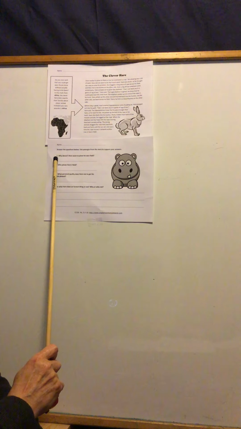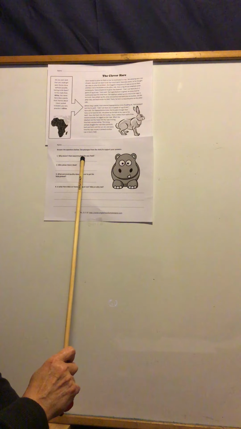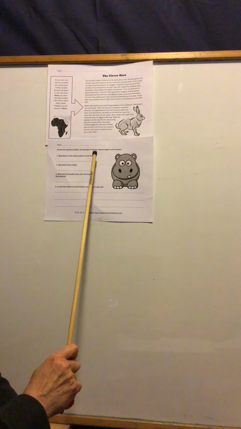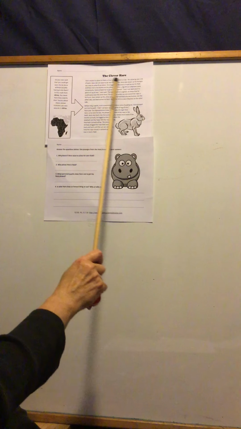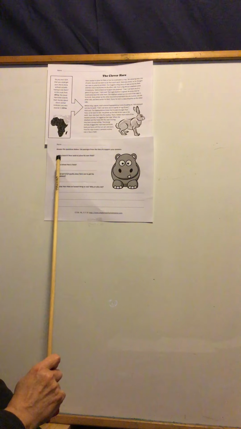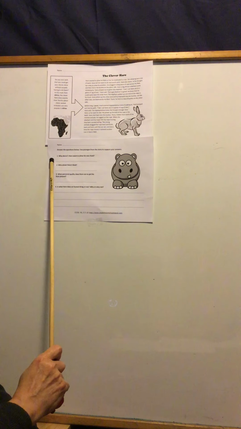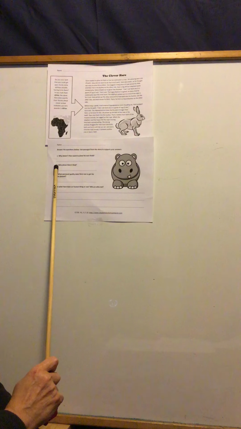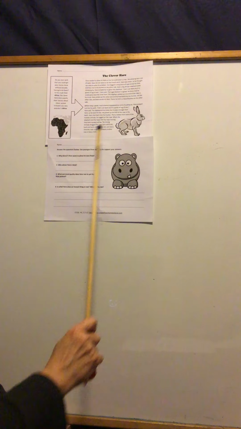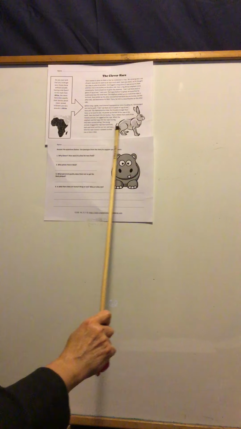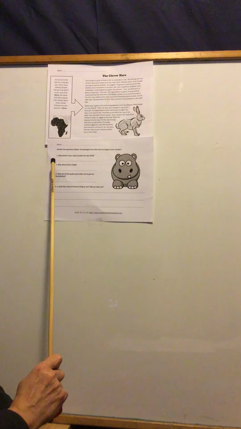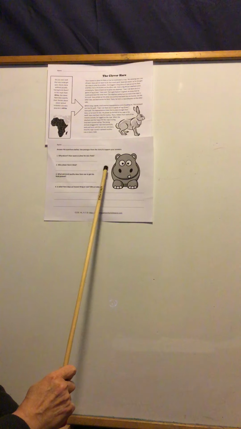Number one, why doesn't hare want to plow his own field? Now go back and reread this right here. This should tell you. And give me a complete answer, capital, space, period. Number two, who plows hare's field? Read it in here. Remember, the hare was a trickster playing a trick. Write down who plows the field.